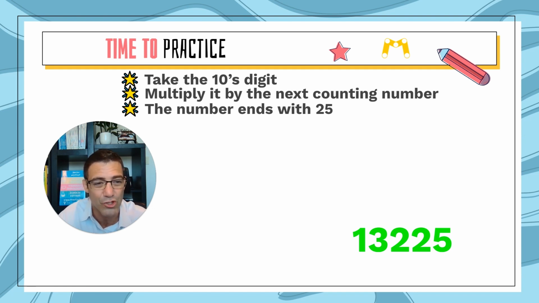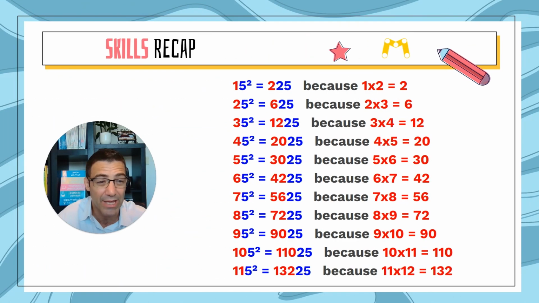Well done if you've managed to do all these questions right. Here's a recap of all the questions we've done today, and you don't need to remember them, you just need to learn the trick, right? So there's no point or value in remembering any of these, but just for your own reference, 15 squared is 225 because 1 times 2 is 2, 25 squared is 625 because 2 times 3 is 6, 35 squared is 1225 because 3 times 4 is 12. So we take the first digit, multiply it by the next counting number, and whack a 25 at the end.